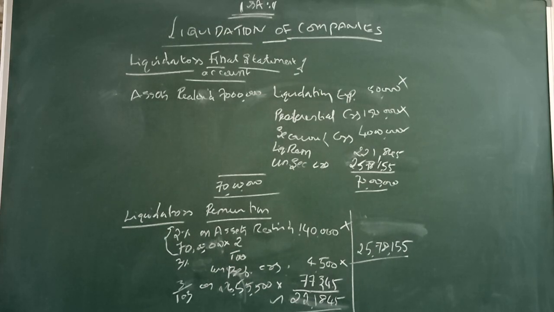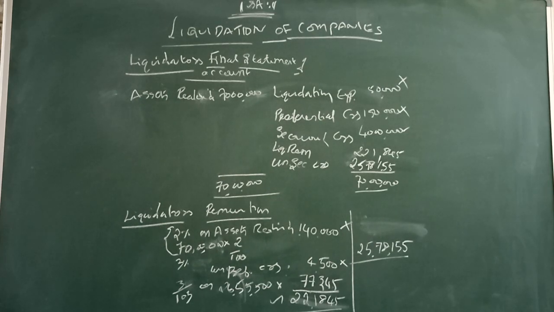For that process he is eligible for getting remuneration in the form of percentage of commission in two ways. One, based on the assets realized, and another, on the payment made to the unsecured creditors, preferential creditors, secured creditors. In general, on all the amounts paid to the creditors, the liquidator is also eligible for getting the commission.